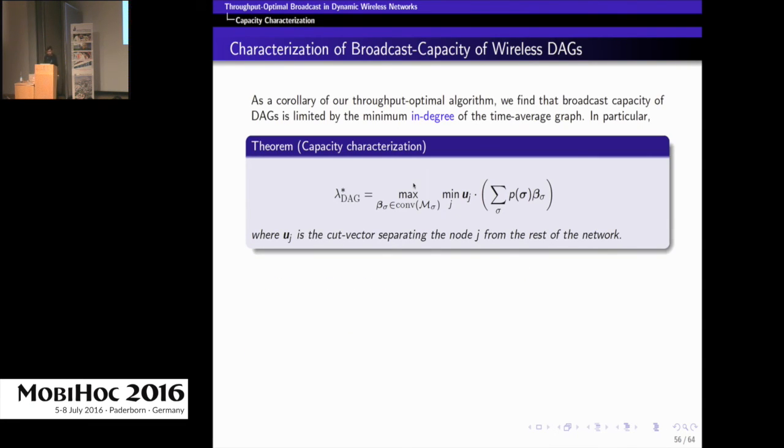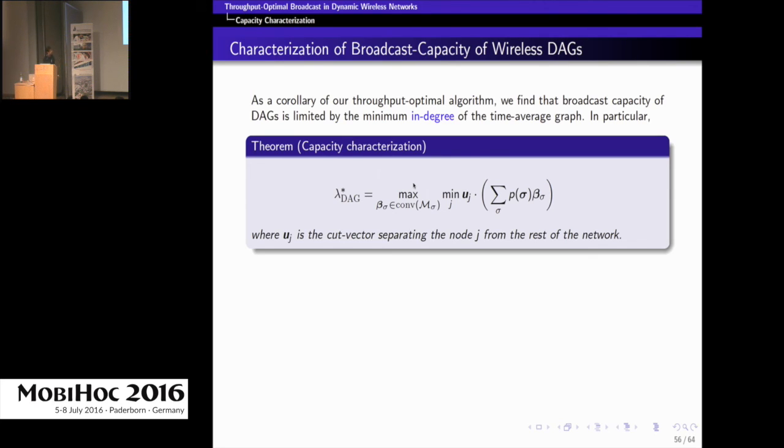As a direct consequence of our algorithm, we have a nice characterization of the broadcast capacity of wireless DAGs. Suppose I have a wireless network that is a DAG; then the broadcast capacity is dictated by the minimum in-degree of the node. The minimum in-degree is always an upper bound on the cut, and so on the capacity. We have many cuts, and if the in-degree of a network is say 10, your broadcast capacity cannot be more than 10. Why? Because that's the maximum amount of packets that a node can get. And we show that this is tight.